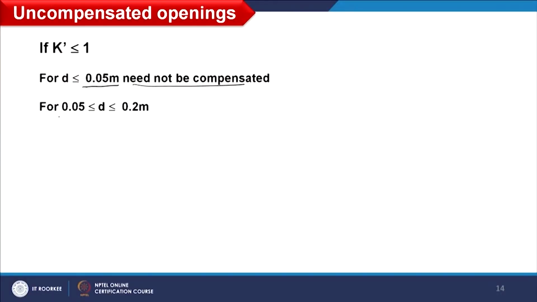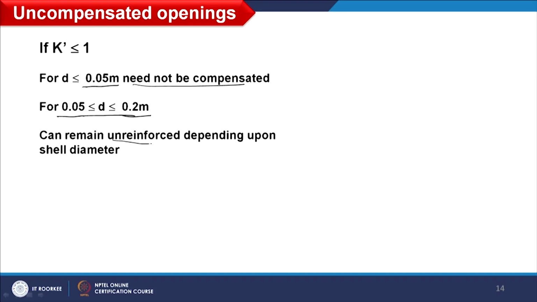Now, if the diameter varies from 50 mm to 200 mm, as shown over here, in that case it can remain uncompensated or unreinforced, depending on the shell diameter. So, we have to focus on the shell diameter to decide whether compensation is required or not. Shell diameter means the diameter of whatever component is having the opening. We can find that in this image, which is figure 3.14a in the code.